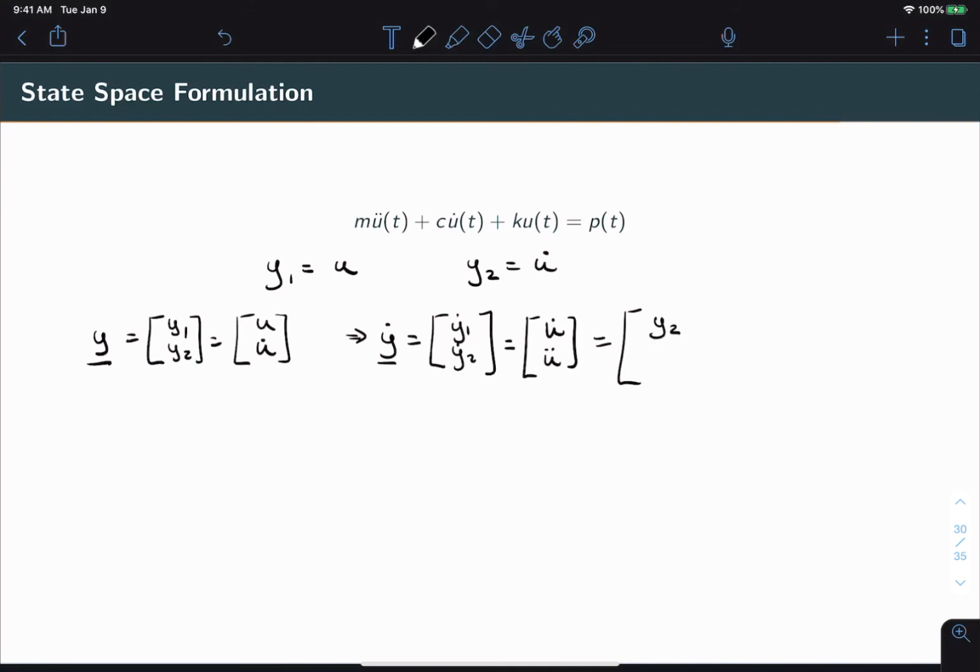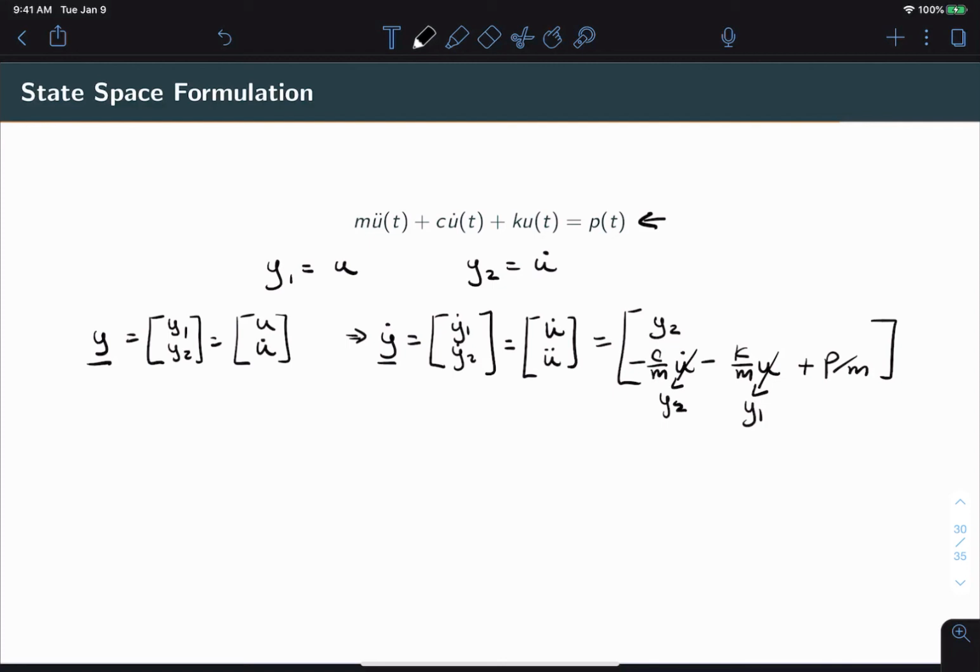And so we end up with the following. The first one is simply y2. Remember that y2 is equal to u dot. And then u double dot comes from the equation of motion above. Now notice that we need this to be in terms of y, so we can replace the u dot with y2 and the u with a y1. So now we have a y dot that's exclusively in terms of y variables.